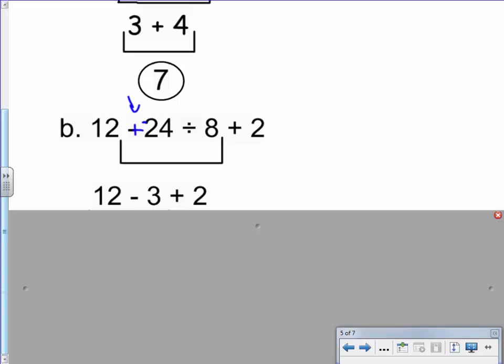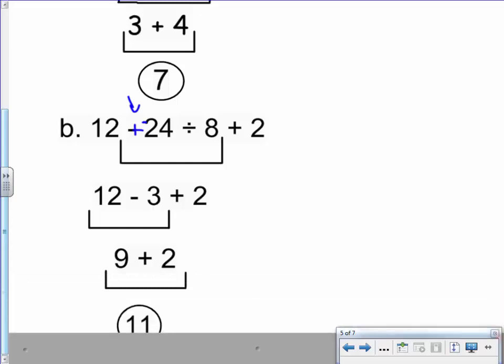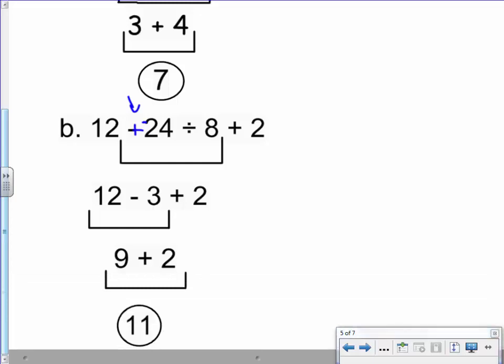At this point, now I have options. I have 12 minus 3 plus 2. I can do 12 minus 3 is 9. 9 plus 2 is 11. If I did it a little bit differently, if I decided to do negative 3 plus 2, as you can see there where I circled, negative 3 plus 2 is a negative 1. And then I have a 12 and a negative 1, which gives me 11. 12 minus 1 is 11.